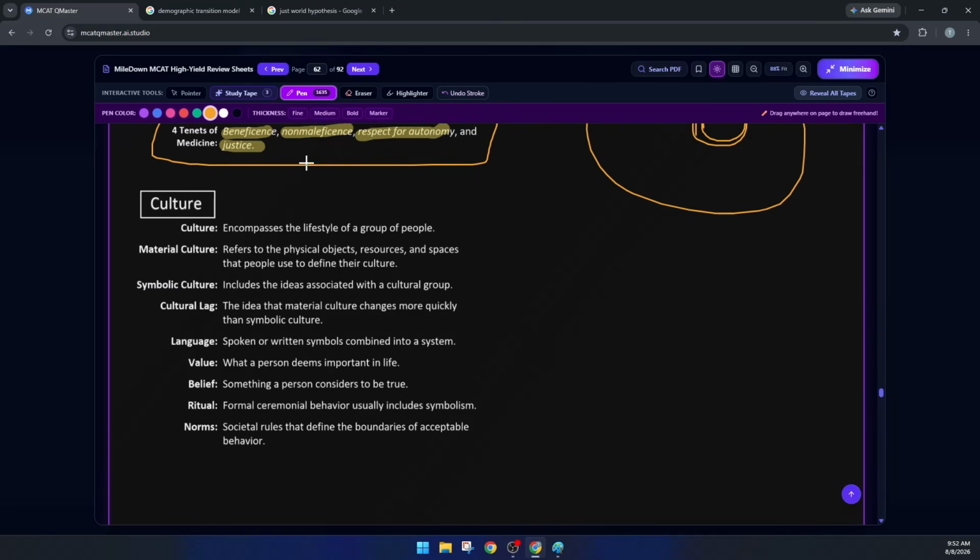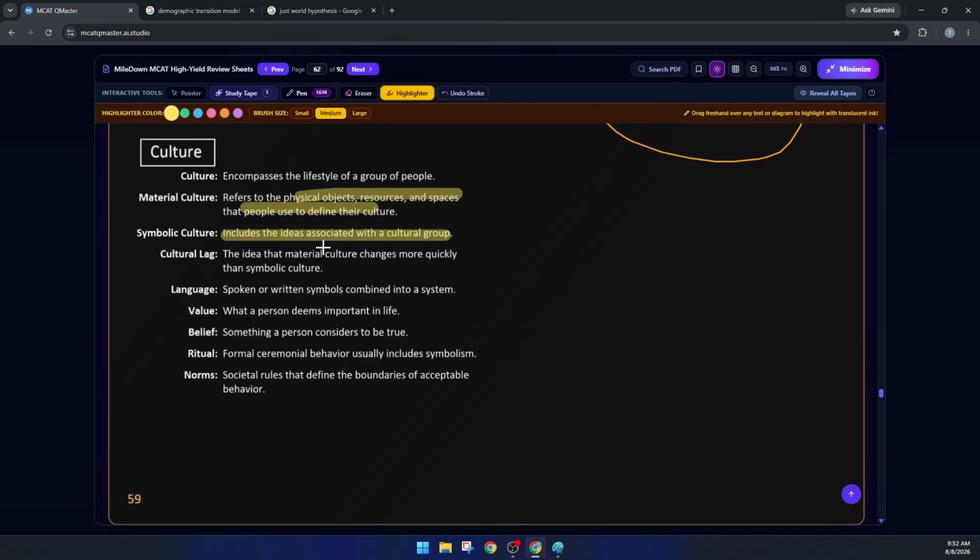All right, culture. Culture encompasses the lifestyle of a group of people. Material culture is the physical objects and resources that define their culture. Symbolic culture includes the ideas associated with the cultural group. Cultural lag is when material culture changes more quickly than symbolic culture. So for example, technology is defining the culture more than the symbolic culture, because it's developing so fast.